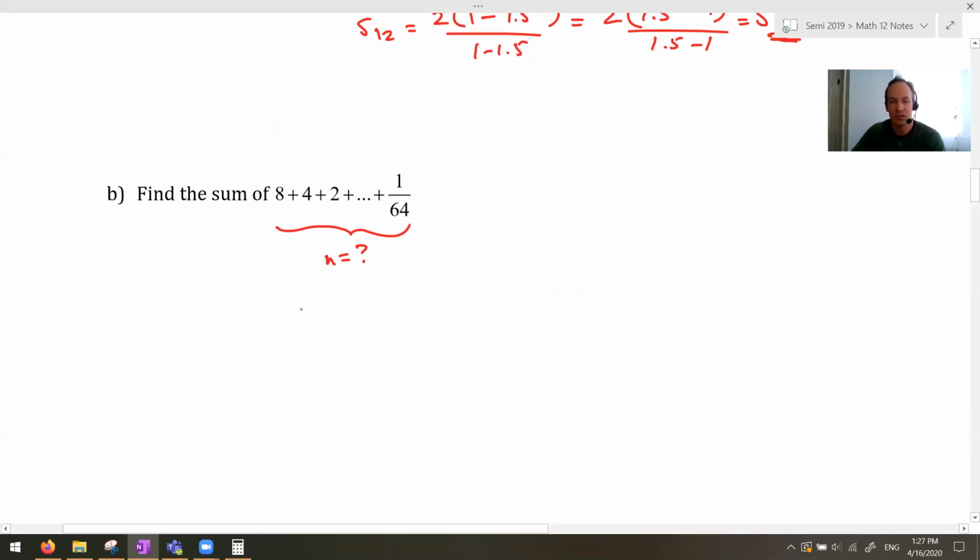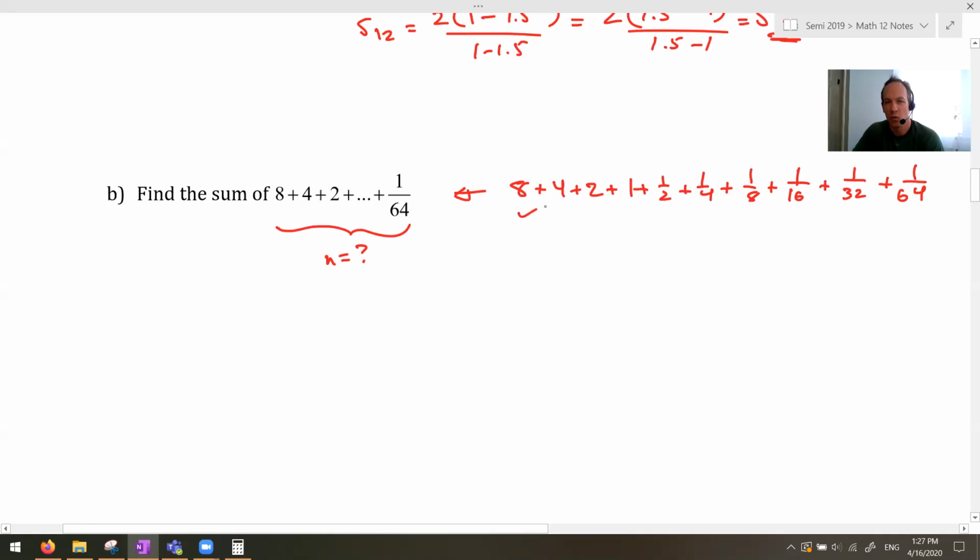So the way we're going to look at this is something we're going to focus on later, especially when the numbers get harder. But right now, we're just going to think about this as, if we notice a pattern, 8 plus 4 plus 2, the next one's going to be 1, the next one's going to be 1 over 2, 1 over 4, 1 over 8, 1 over 16, 1 over 32, and 1 over 64. Okay, listing it all out right now is okay. There's definitely better ways of doing it.